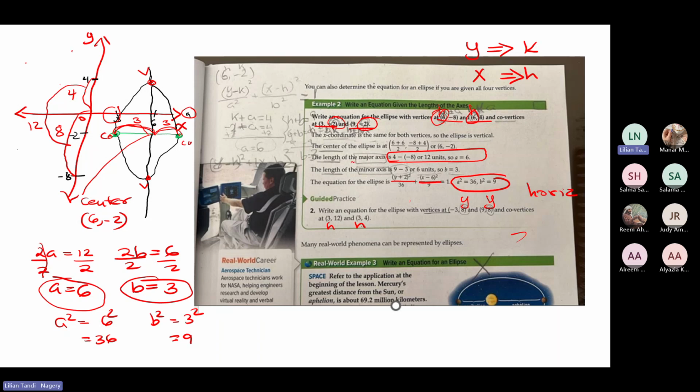And then you have to remember the equations for major axis, minor axis, and the equation when it is horizontal. Okay, my dears? Right. What else did I not finish? Example 4.